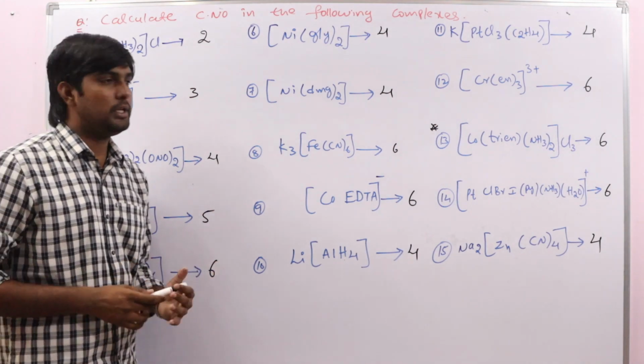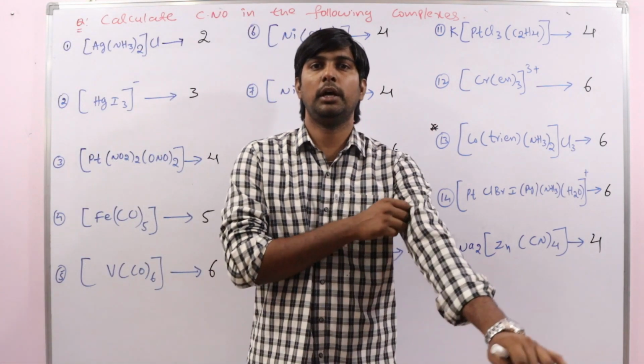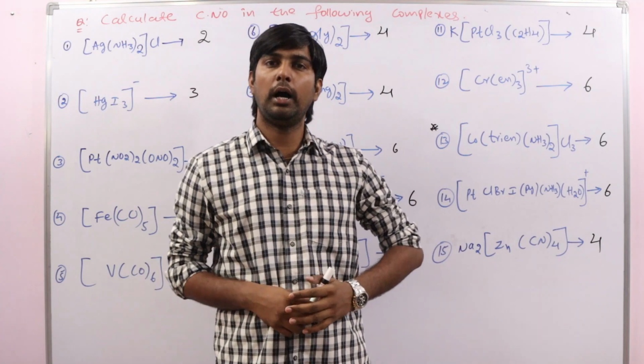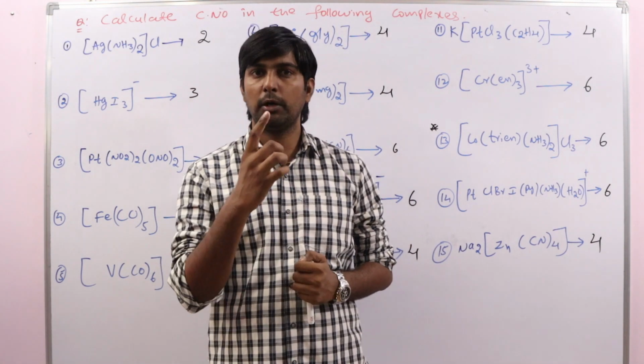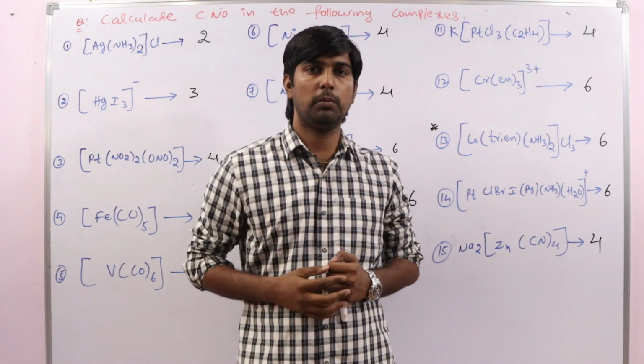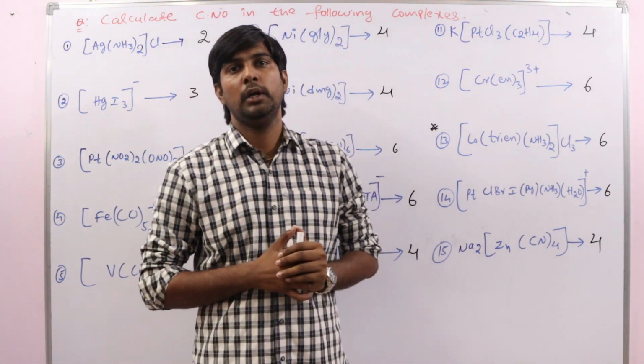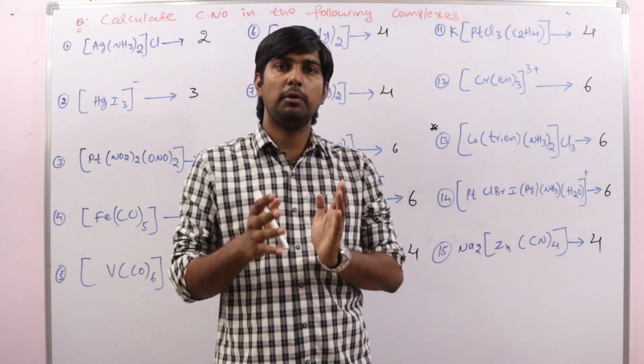Clear? In this way we can easily answer if we know the denticity of ligands, meaning how many bonds a ligand can form with the central metal atom: 1 bond, 2 bonds, 3 bonds, 4 bonds. So this is very very important.